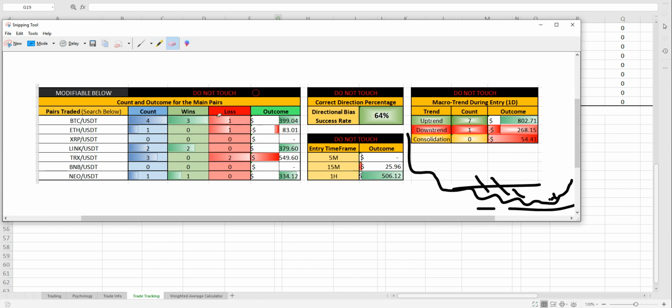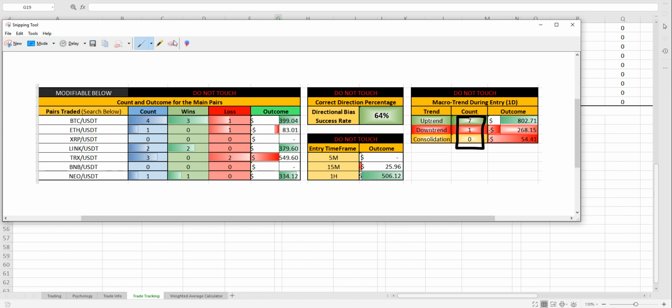And then we also have different market structures, obviously. So uptrend, downtrend, consolidation, and then it'll tell you how many of the trades you took within which market structure, and then also what you came out of for a P&L for each of the market structures that you placed an entry in. This one is pretty interesting as well, directional bias success rate.